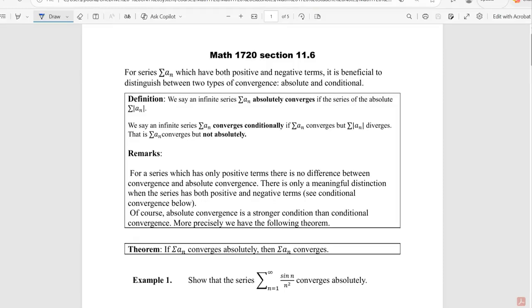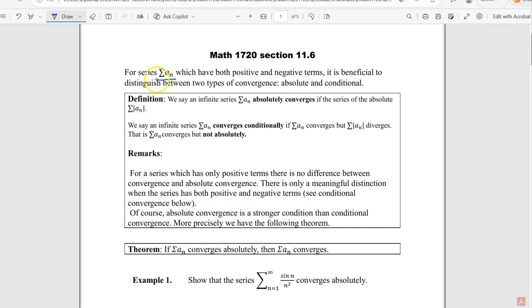Hello, here we have 11.6. In this section, we are going to talk about absolute convergence. So if we have a series which has both positive and negative terms, it's beneficial to distinguish between two types of convergence, absolute and conditional. So let's define what absolute convergence means.